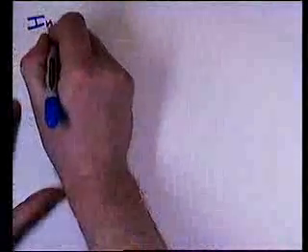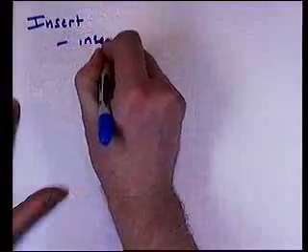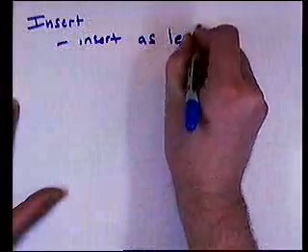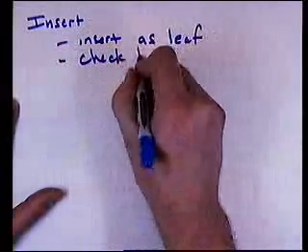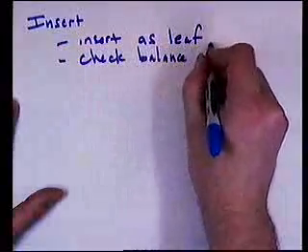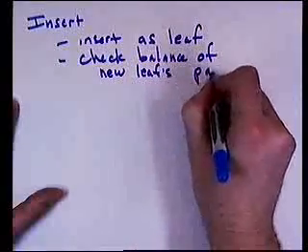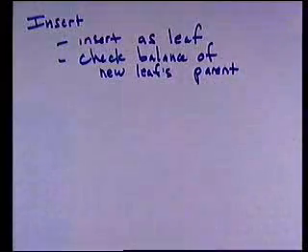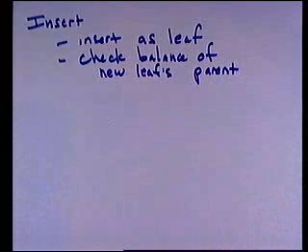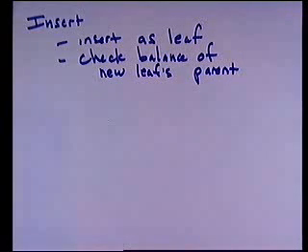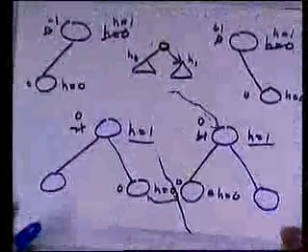Or in other words, what we can do is quickly write out sort of a summary of these rules. For an insert, you will insert as a leaf, that's always the case, and then you will check the balance of the new leaf's parent, as we were doing on that very first slide. When you insert as a leaf, you're inserting one node with balance and height both 0. But the parent is bound to be affected.